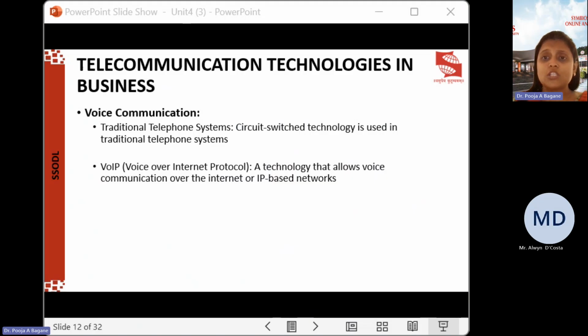The first one is voice communication. The traditional telephone system uses circuit-switched technology, commonly referred to as the public switched telephone network, that is, PSTN. As a result, voice communication is initiated and maintained between callers using physical copper cables and analog signal transmission.